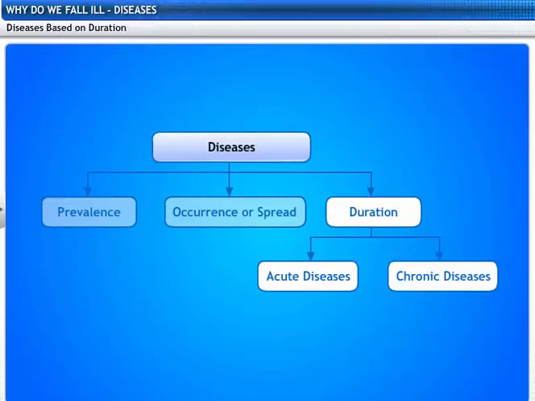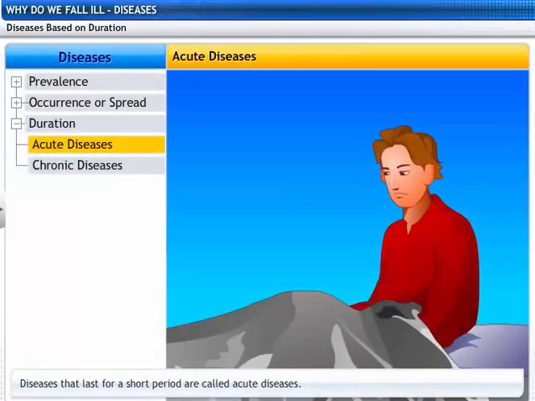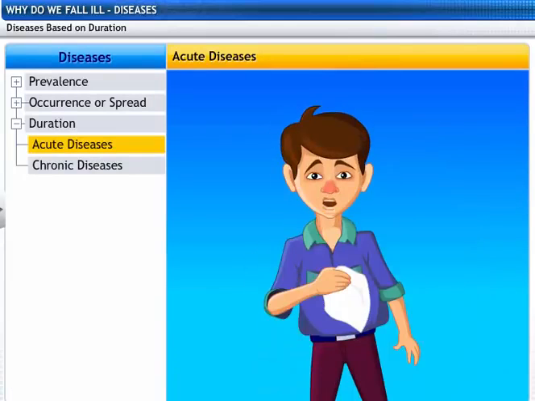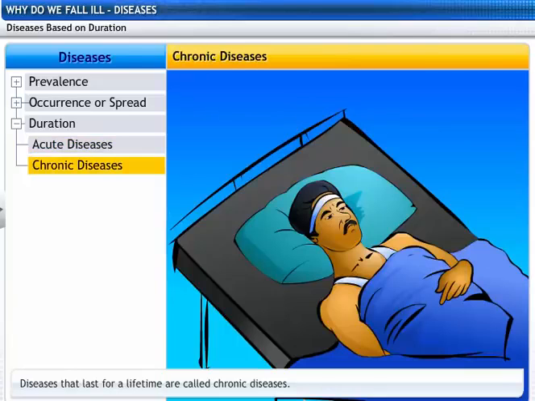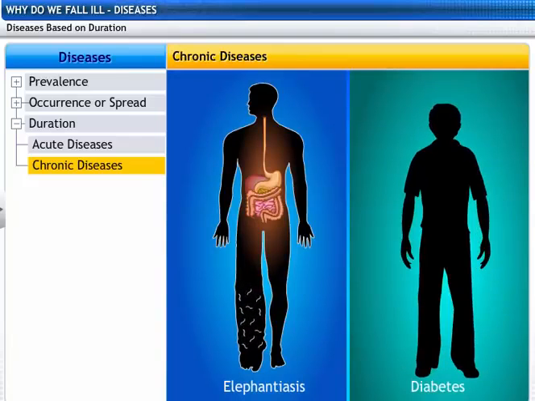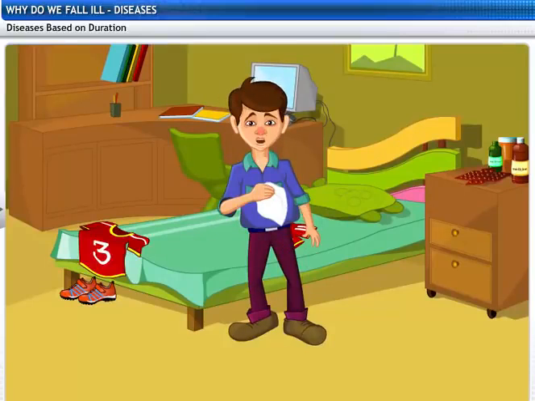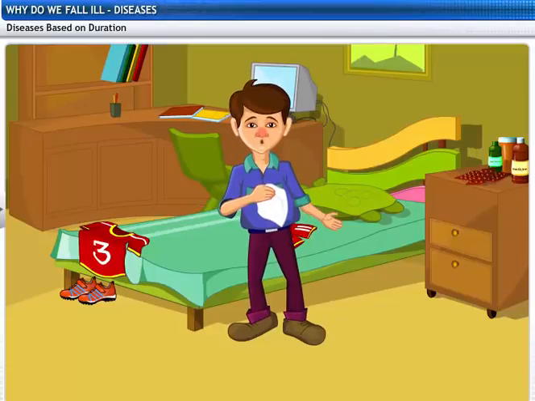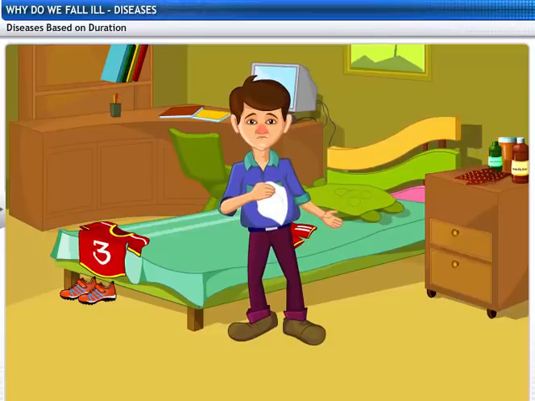Here's the classification of diseases based on duration. Diseases that last for a short period are called acute diseases. The common cold that lasts for a few days is an example. Diseases that last for a lifetime are called chronic diseases. Elephantiasis and diabetes are examples. I have a bad cold too. That means I'm suffering from an acute disease now. The good thing is that it will last for only a few days.